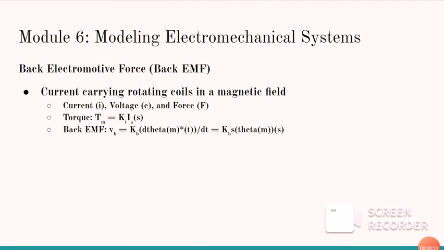Then we'll be able to solve for the back EMF, seen here, which will be the KB, which should be the constant, times d theta m of t over dt, which is also equal to the constant times s theta m of s.